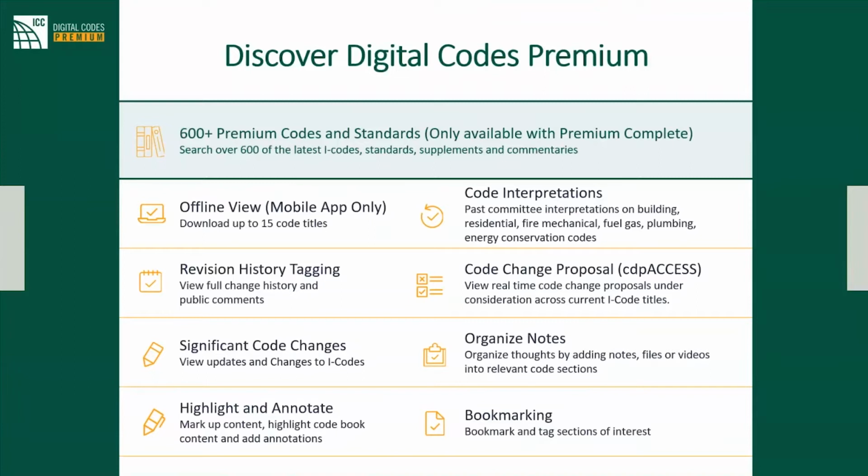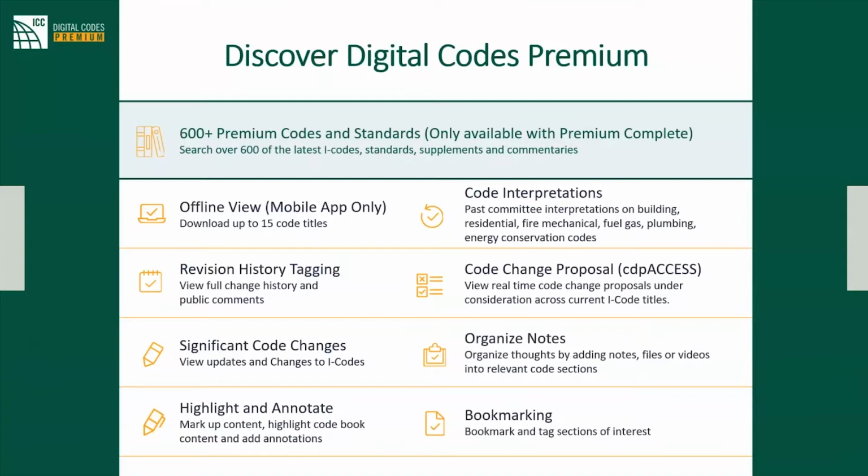On these next couple screens, just kind of highlight the features and benefits of the DCP. We'll dive into a little bit more detail as we go through the actual demo. But as you can see with our platform, we are adding new titles all the time. Currently, we're over 600 codes, standards, and other titles. You have the ability with the platform to use it in an offline view, mobile app, where even if you don't have any internet connection, you can still access codes.